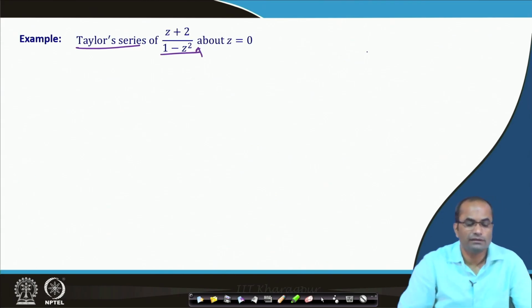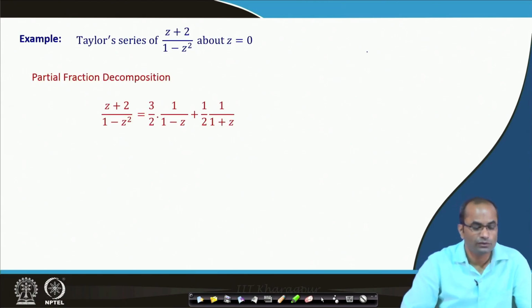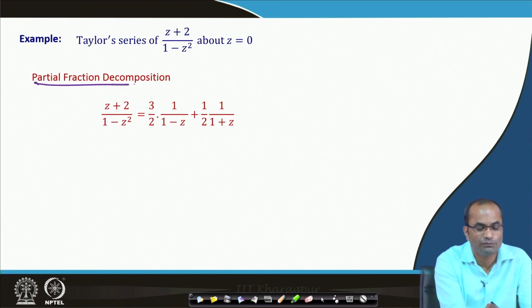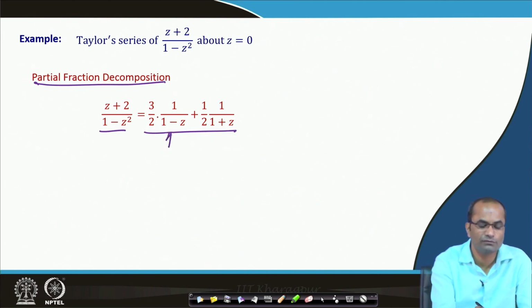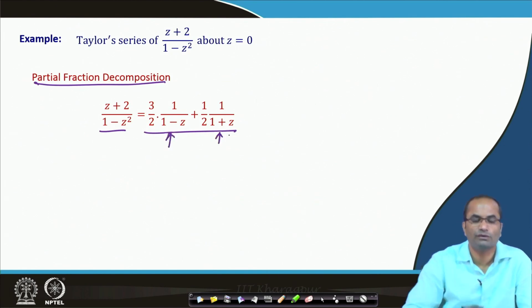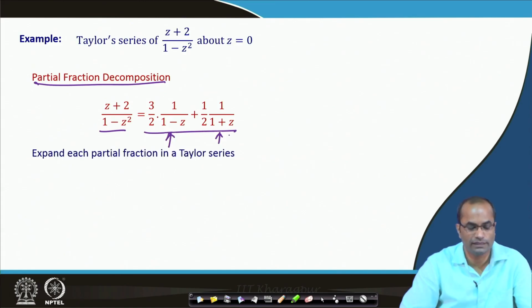So, we want to get the Taylor series of (z plus 2) over (1 minus z) square. What we will do is use this idea of partial fractions, and that is what we will do in most of the examples. So, this (z plus 2) over (1 minus z) square, if we break it into partial fractions, we will get these two terms. One is in terms of 1 minus z and another is in terms of 1 plus z.